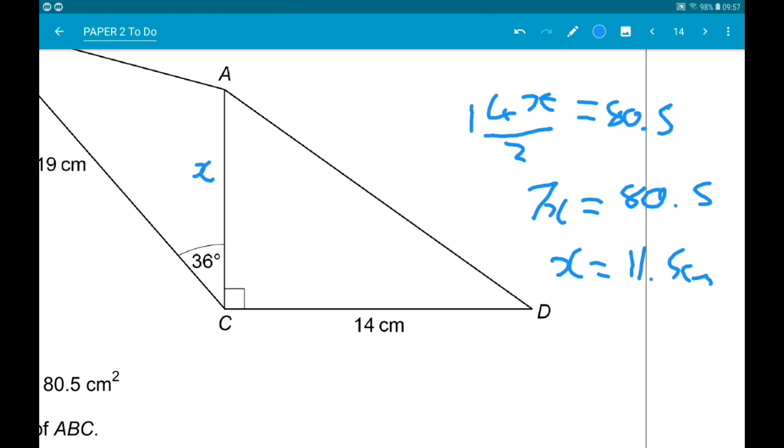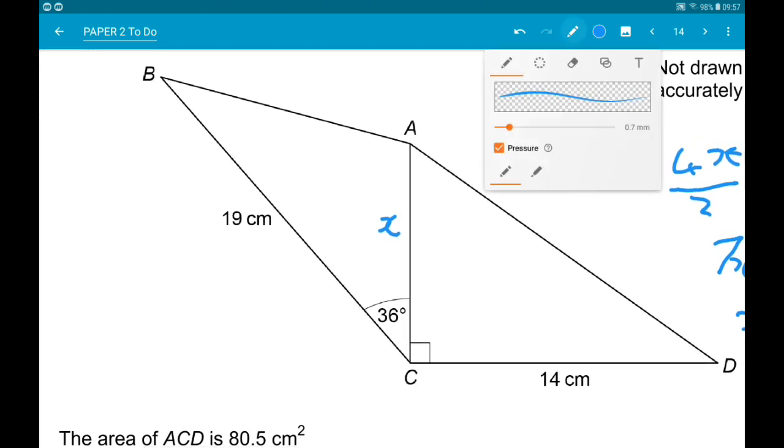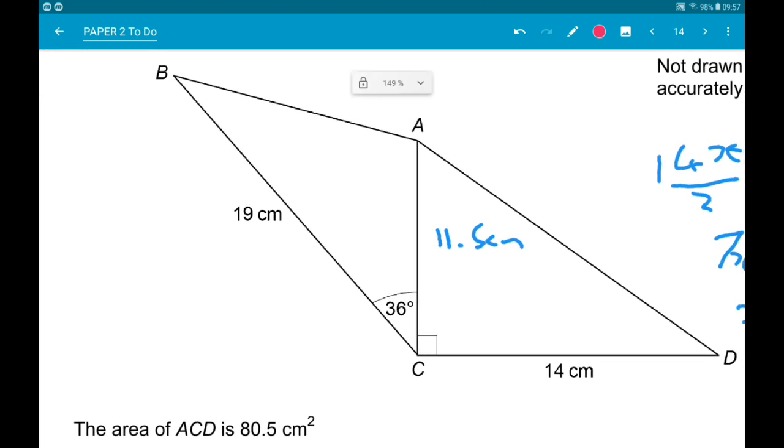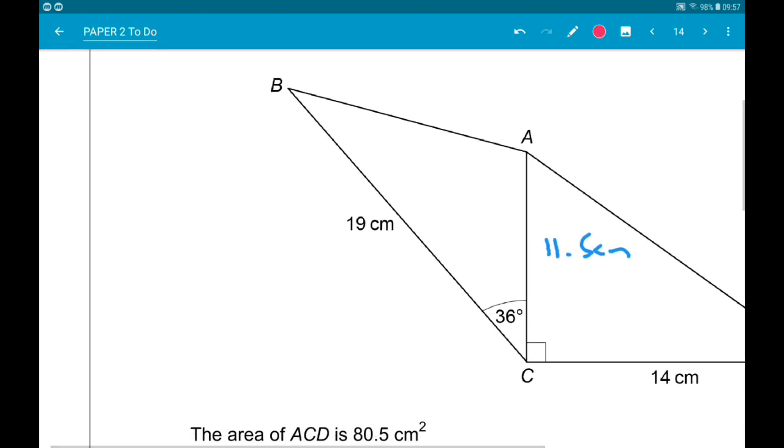Okay, so now that we know that, we can now use trigonometry to work out the area of ABC. So the area of ABC is 1/2 times 19 times 11.5 times sine of 36.